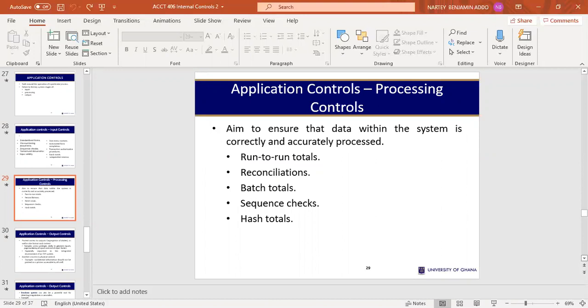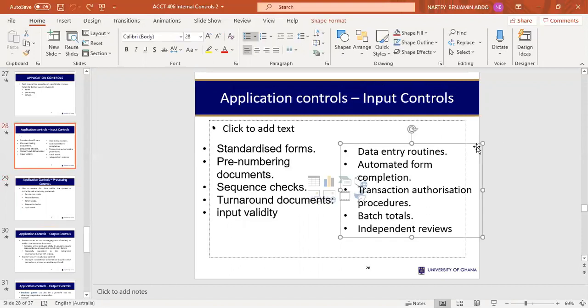How do we do input control? Let me go back to the input control. We have examples of input control. For example, when we say you are checking the digits, you check digits. But we should note that the application control ensures that the validity, completeness, and accuracy of financial transactions have been achieved. And they are designed to be application specific, as I've already mentioned.